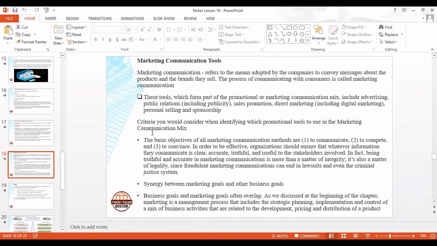This is a method that is adopted by companies to communicate, or to convey messages about products and brands that they are selling. So we have different tools which form part of the promotional or marketing communication mix. Number one, we have advertising. Number two, we have public relations. We have sales promotion. We have direct marketing. We have personal selling. We have sponsorship. We also have publicity.